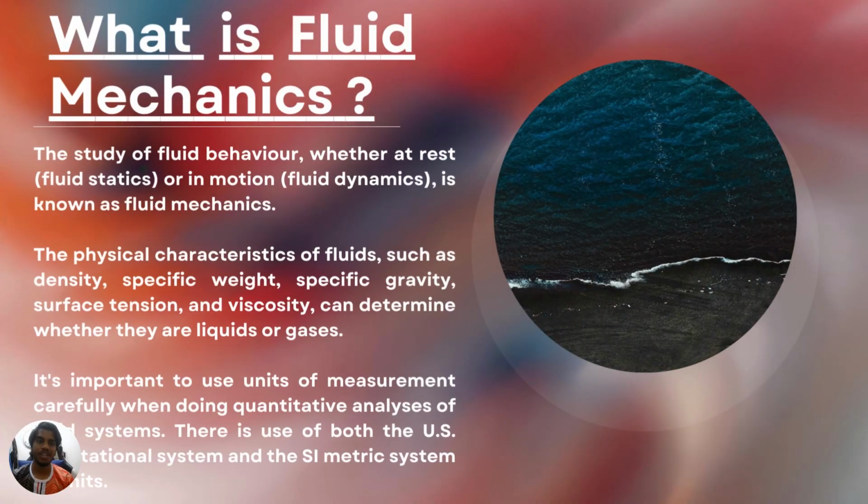So, firstly, what is fluid mechanics? The study of fluid behavior, whether at rest or in motion, is known as fluid mechanics. If it's related to rest, it means static fluid. If it's related to motion, it means fluid dynamics. The physical characteristics of fluids, such as density, specific weight, specific gravity, surface tension, and viscosity, can determine whether they are solids or gases. It is important to use units of measurement carefully when doing quantitative analysis of fluid systems. There is use of both the US gravitational system and the SI metric unit in fluid mechanics.